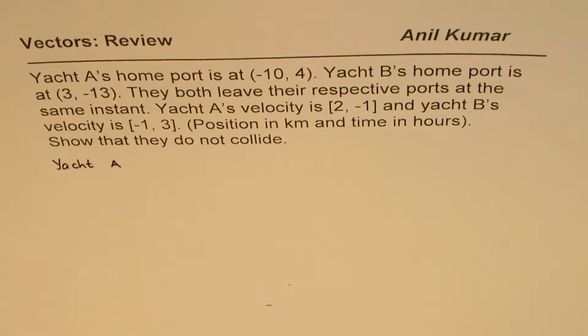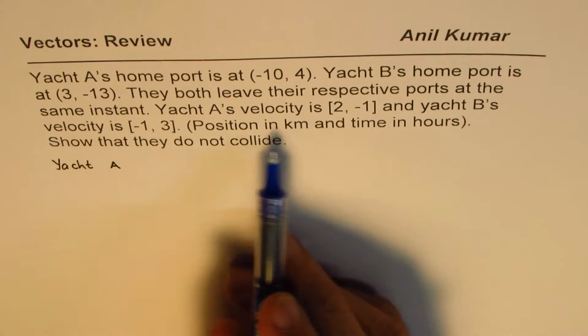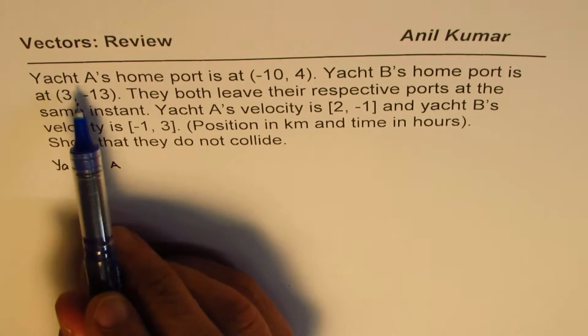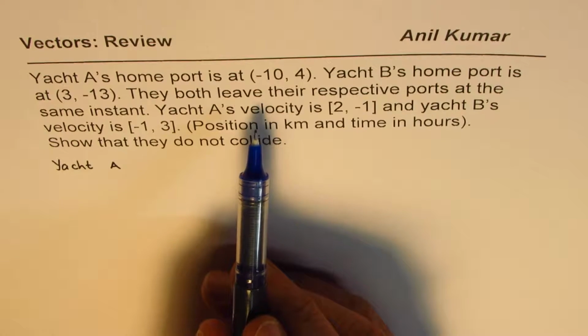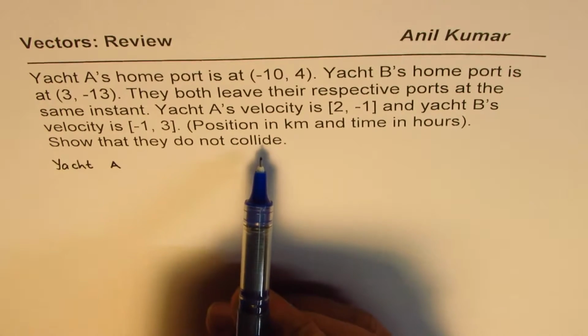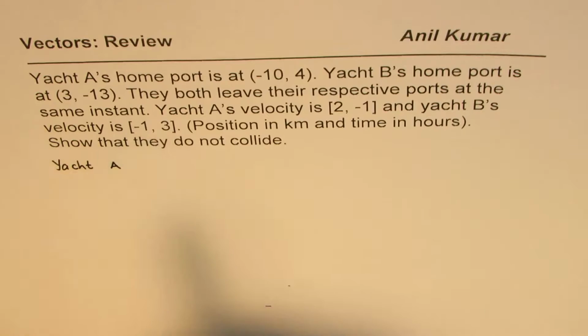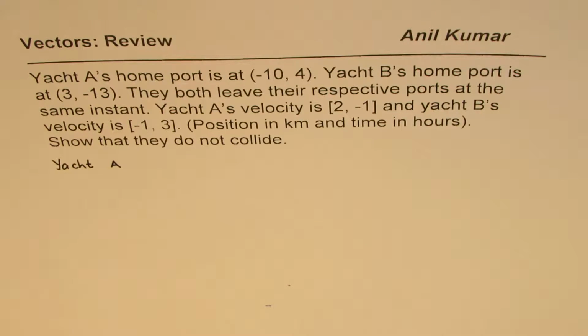So that's the part which we are going to do. In this question we have a few other parts which I have removed from this video just to keep it short. Now this is a critical part. We have two yachts which are moving and we want to say that they do not collide. Their paths may cross but they do not collide. That's what we want to prove.